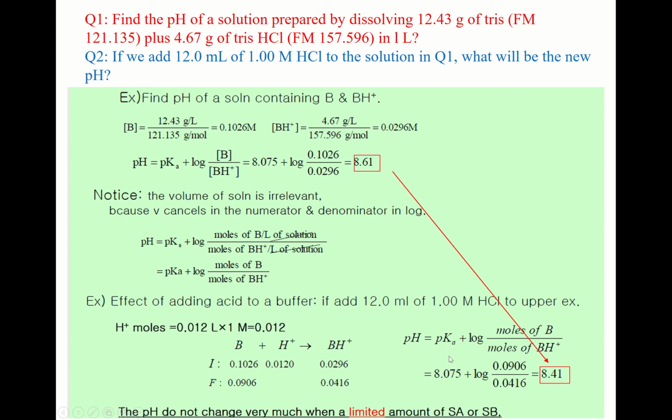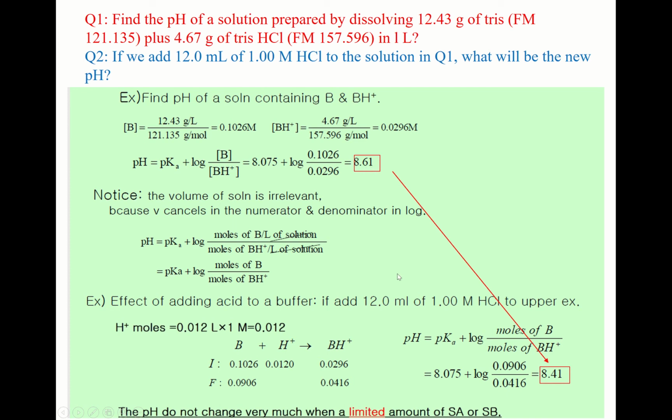So here is the pH. pH equals, we apply the same Henderson-Hasselbalch equation. In this case, the moles of B and moles of BH+ are different, and using the new numbers, we got 8.41. So after adding this amount of very concentrated strong acid, pH changes by only 0.2. Right? It decreases by 0.2 only.